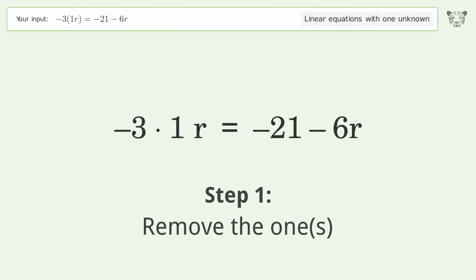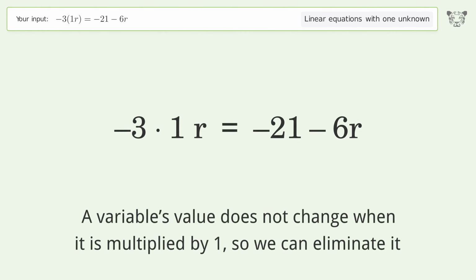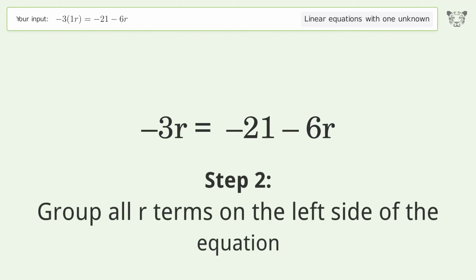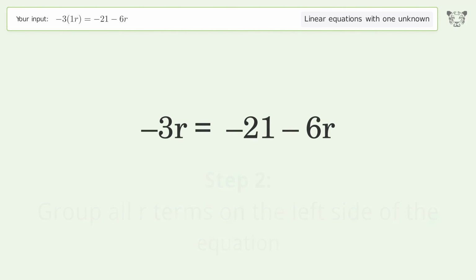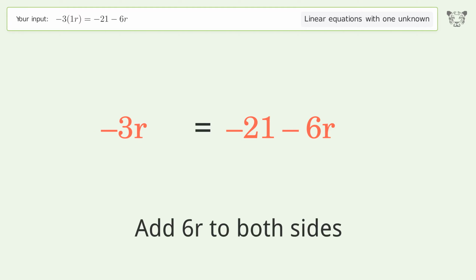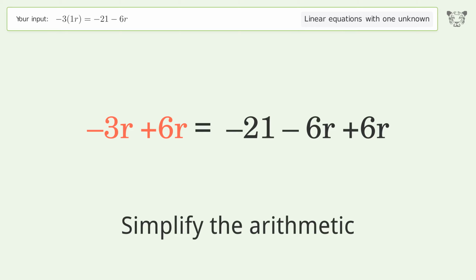Remove the ones. A variable's value does not change when it is multiplied by 1, so we can eliminate it. Group all r terms on the left side of the equation. Add 6r to both sides. Simplify the arithmetic.